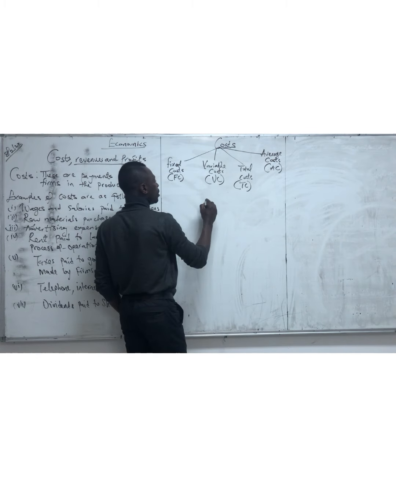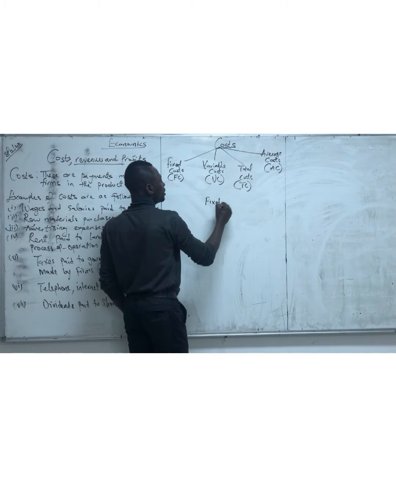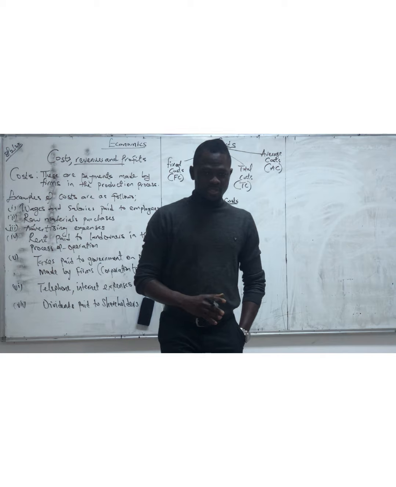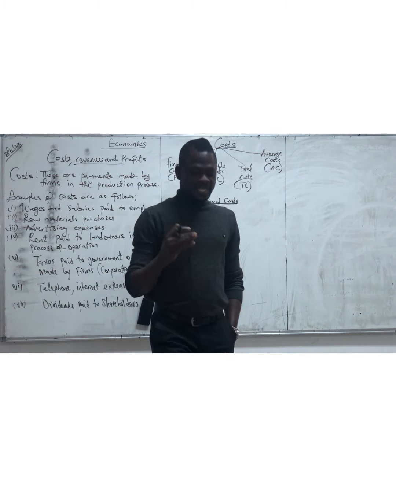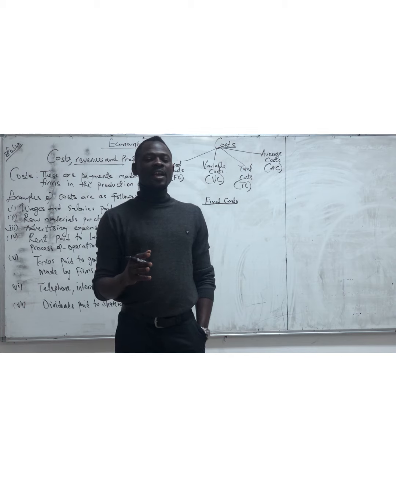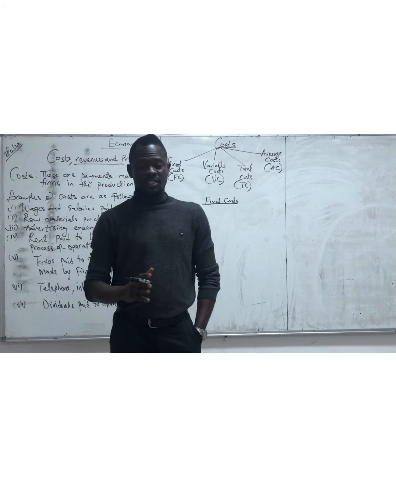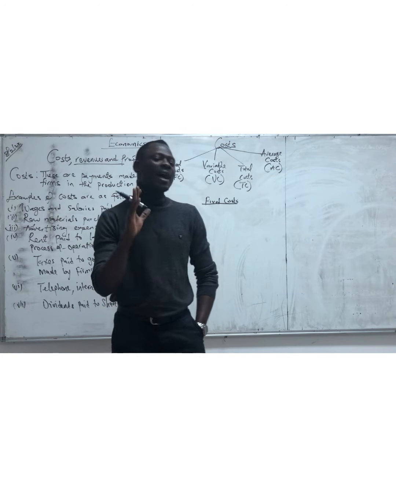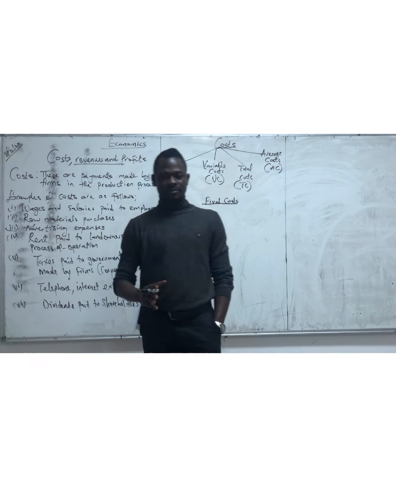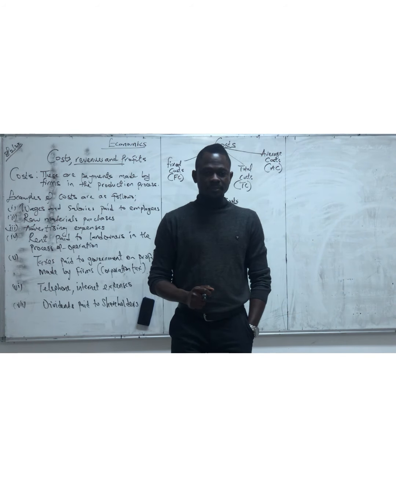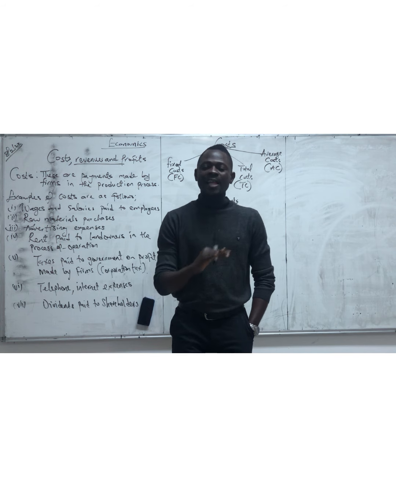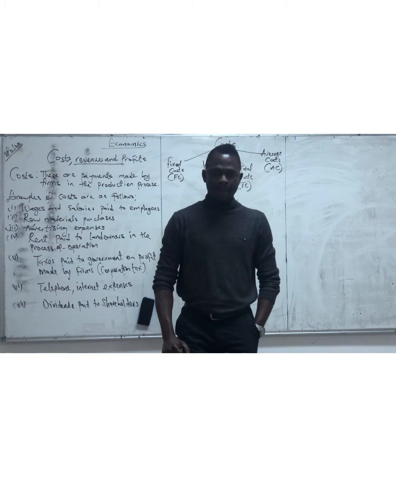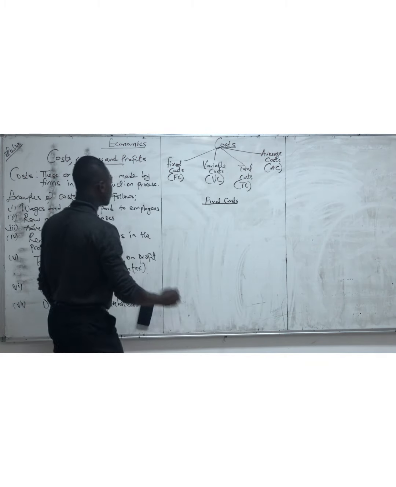So let's start with fixed costs. When you talk about fixed costs, these costs don't change. Even if the level of output changes, they are constant. They have to be paid regardless of whatever happens to your production process. Is it clear? They do not change regardless of whatever happens to the business. That's why we call them fixed costs. Is it clear? Okay.